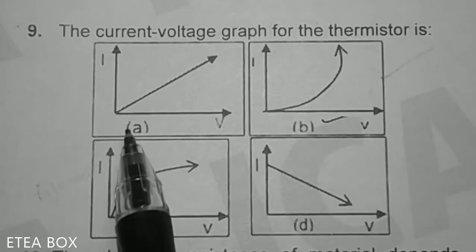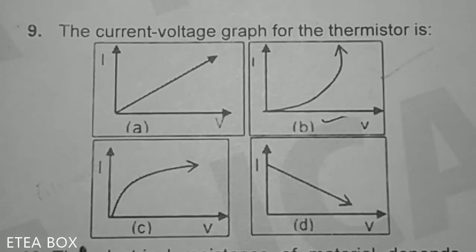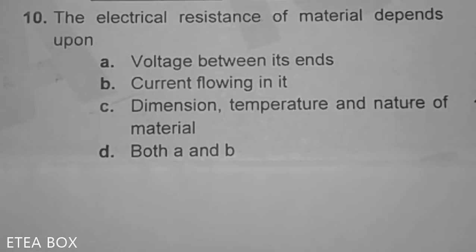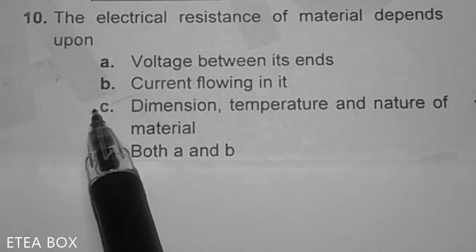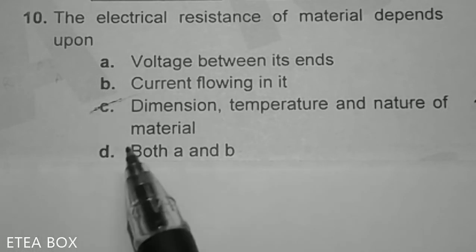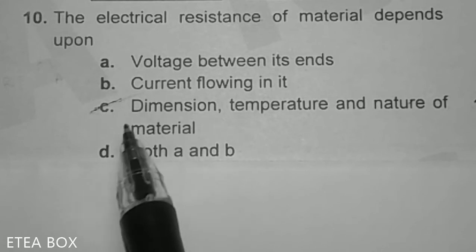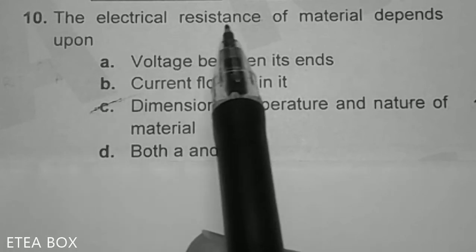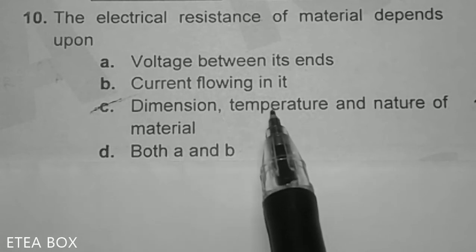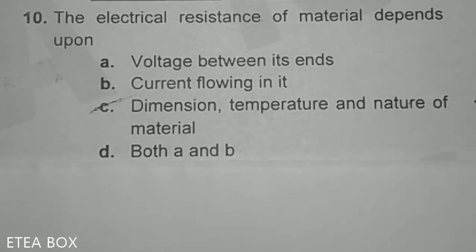This one is for an ohmic conductor and this one is for a filament bulb. Electrical resistance of a material depends upon the dimensions, temperature and the nature of the material. Option C is correct. It does not depend upon the voltage, it does not depend upon the current. Resistance only depends upon dimensions, temperature and nature of the material. Option C is correct here.